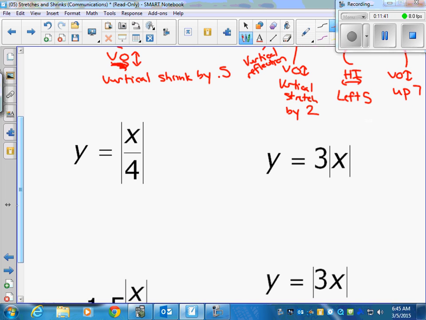Okay, looking at a couple of these last ones. Parent function, inside, dividing by 4. Remember, insides are horizontal, and we don't trust those values. Okay, so this isn't going to shrink the number like we think it would. This is going to be a horizontal stretch by 4. Okay, instead of dividing by 4, we have to flip that value and multiply by 4 to make that work.